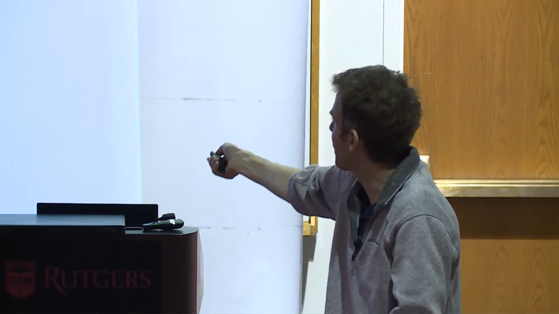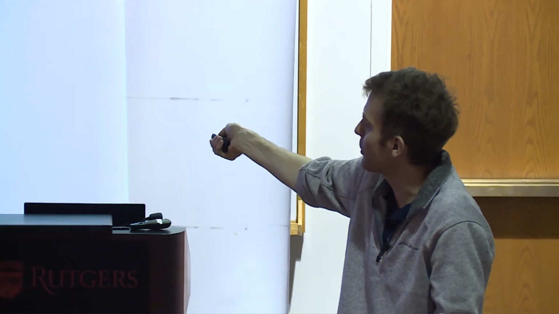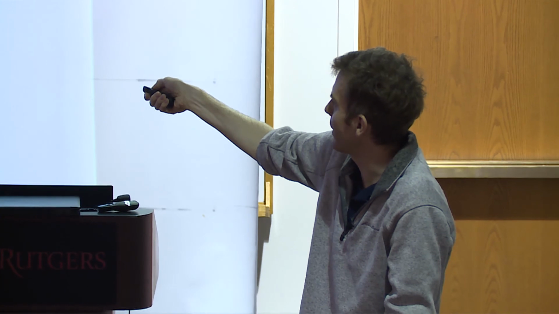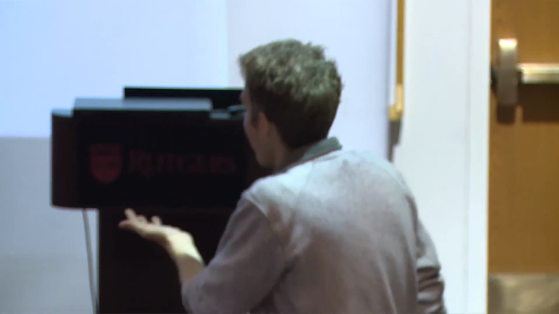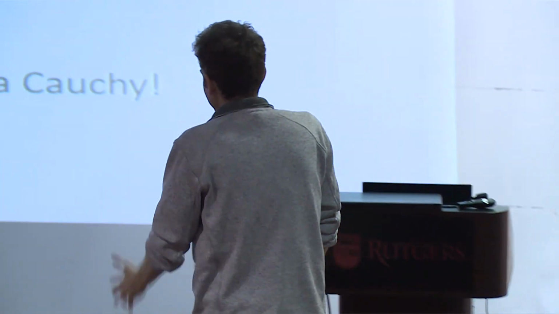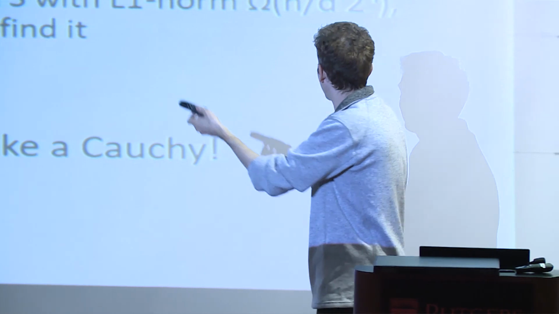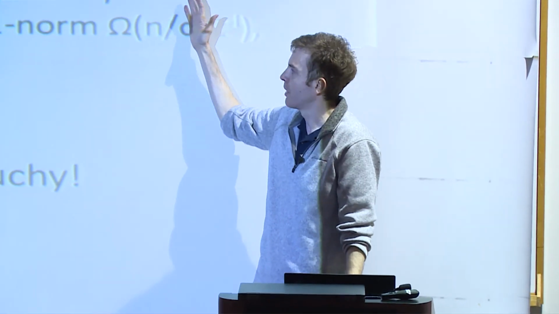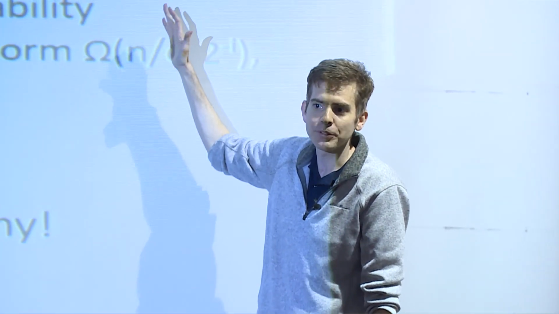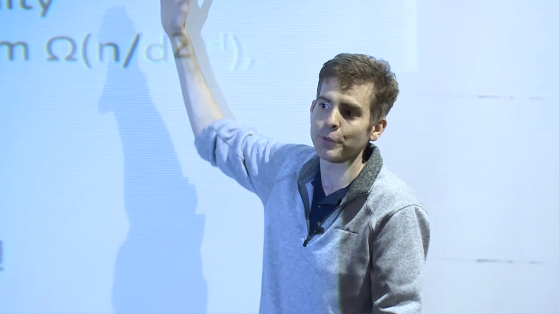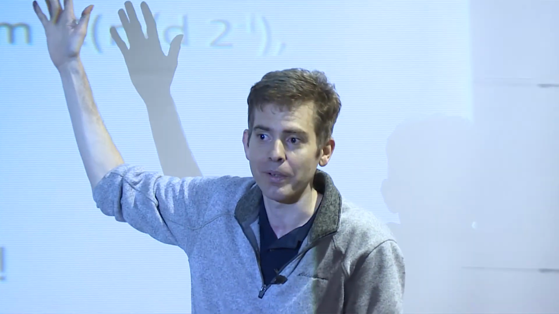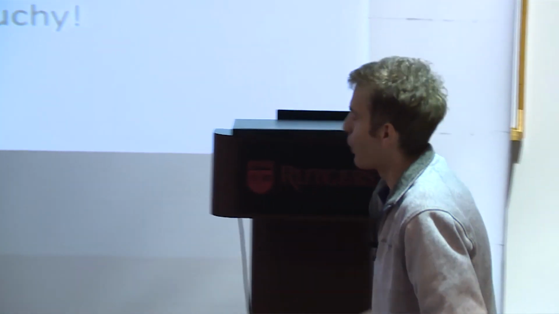Right? This is exactly what you would get if S were a Cauchy matrix and you scaled by 1 over d. So what this is saying is there's at most one column with L1 norm at least n over d, at most 2 columns with L1 norm at least n over 2d, at most 4 columns and so on. So I get the whole histogram of S.